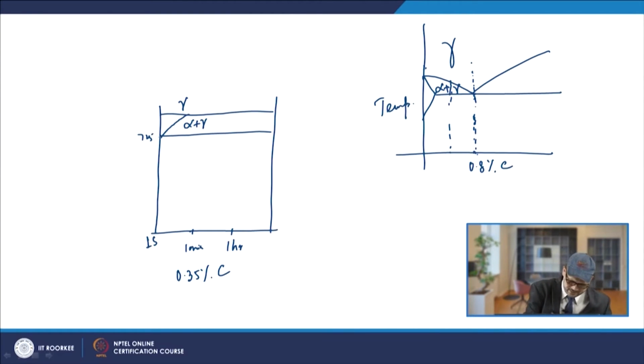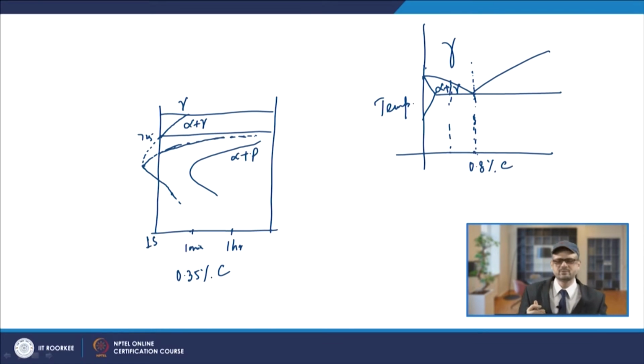Now, your transformation line moves like this, and ultimately you have the transformation line which we have seen earlier, this line and this region. So, the starting line will be this, and you have the finishing line from here. This way the lines will move. Now, this will be your alpha plus pearlite, because you will have proeutectoid ferrite formation. So, you will have proeutectoid ferrite plus pearlite. Similarly, you will have alpha plus gamma plus pearlite in this case.